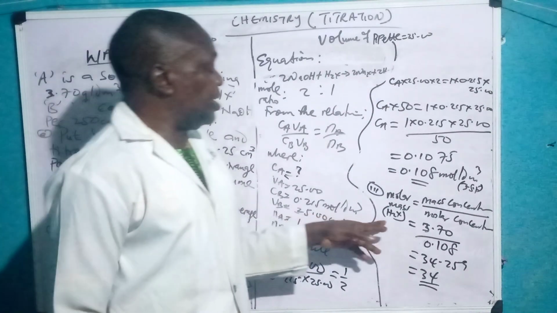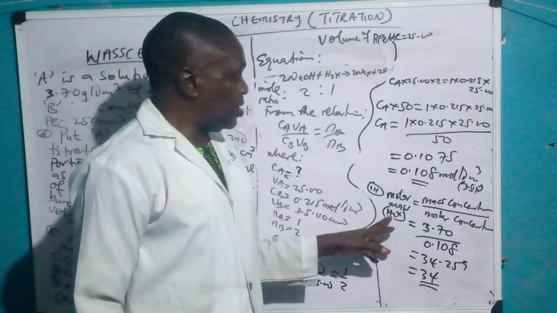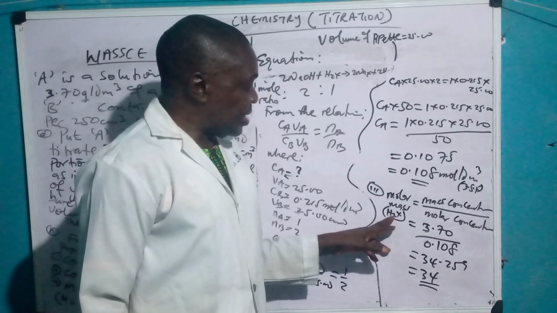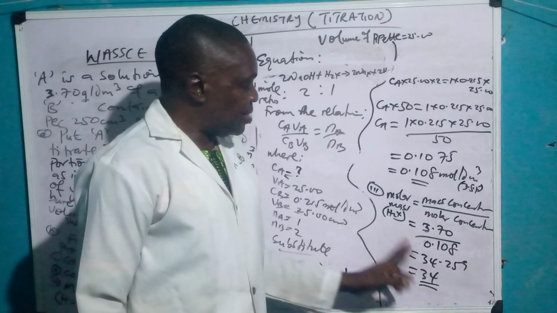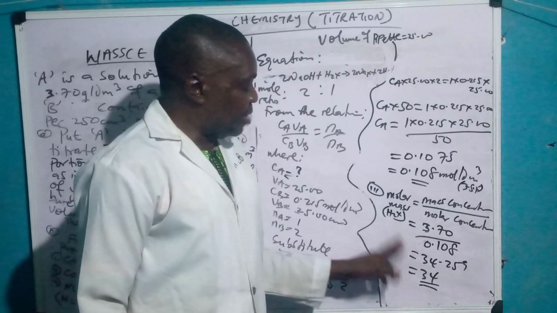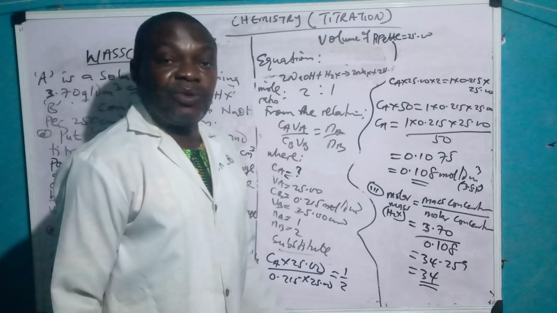If you have been told to calculate the value of X, you now say 1 times 2 plus S equals this. X will now be 34 minus 2, making 32, but you are not asked to do that.